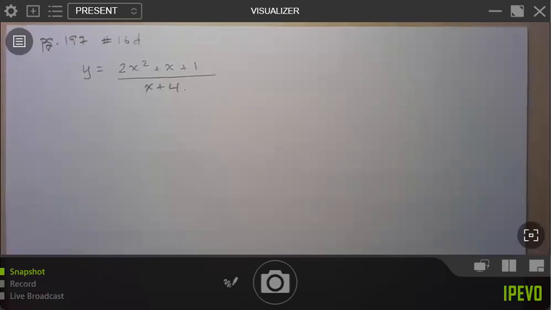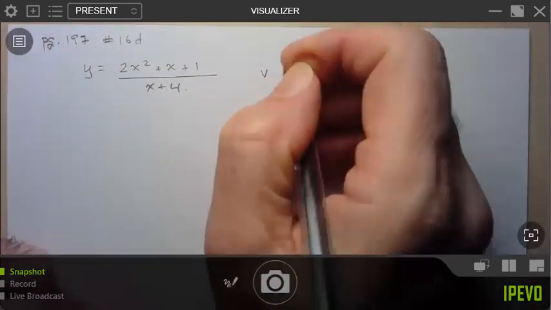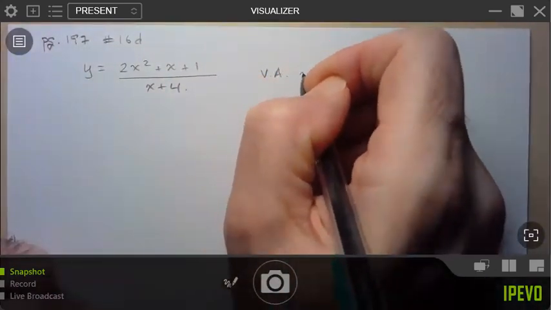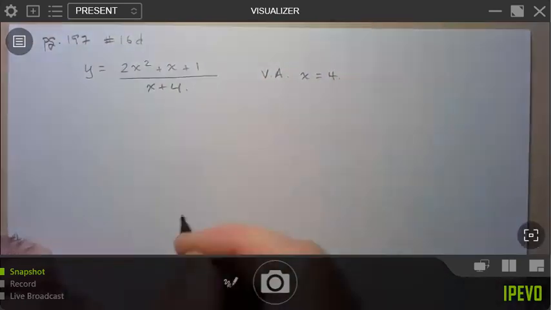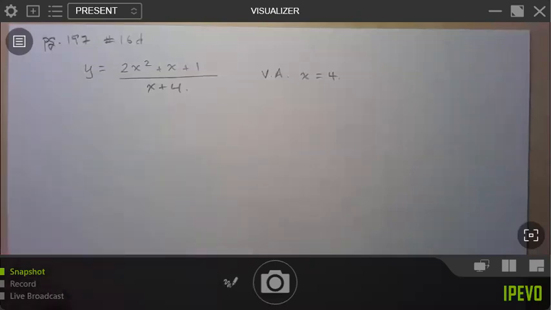Okay, so let's start with, I guess, vertical asymptotes. In this case, certainly easier. So we see that there's a vertical asymptote at x equals 4. Now, why can I say for sure that this is not a hole? I did a little calculation in my head that told me right away that this has to be a vertical asymptote and not a hole.